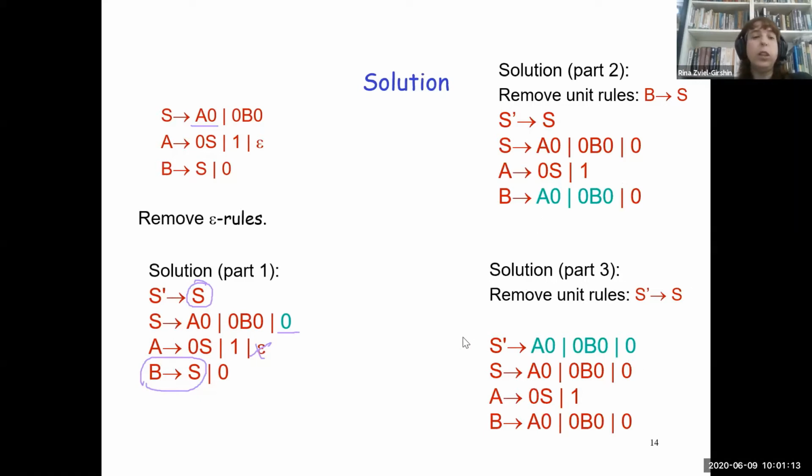Now I should check that all variables are reachable. So let's start. From S cap I can reach A and B. So A and B are already reachable. And from A I can reach S. So I can't eliminate anything. All the variables are reachable in this grammar. So I can't simplify it anymore. So now we have a simplified form of the grammar. We don't have unit rules and we don't have epsilon rules.